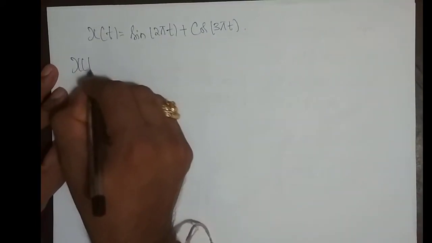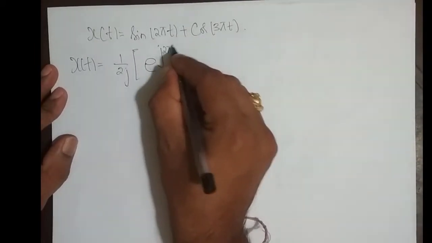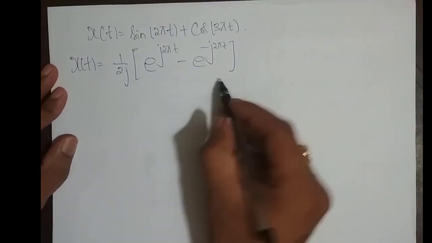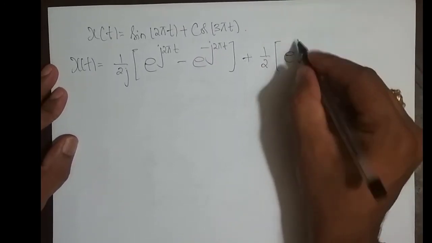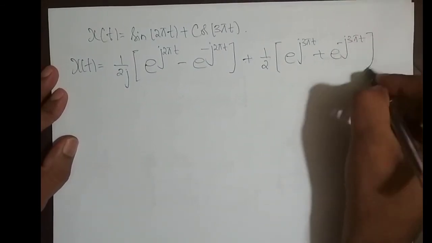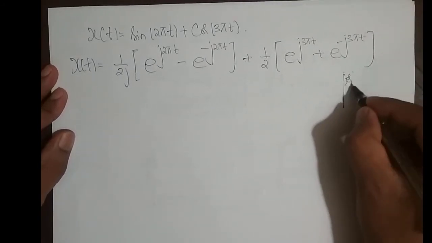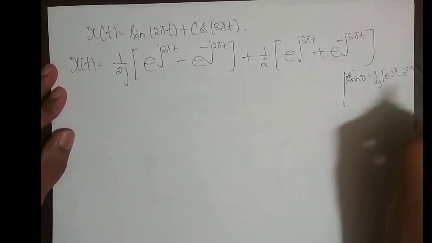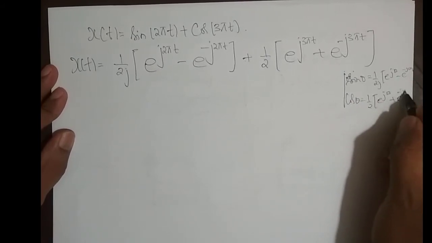So I can write it as x of t is equal to 1 by 2j times e power j 2 pi t minus e power minus j 2 pi t. This is for sine 2 pi t, right? Plus, what is cos? It is 1 by 2 times e power j 3 pi t plus e power minus j 3 pi t. Okay, this is for cos 3 pi t. Why? Because sine theta is what? 1 by 2j times e power j theta minus e power minus j theta. And what is cos theta? It is 1 by 2 times e power j theta plus e power minus j theta.